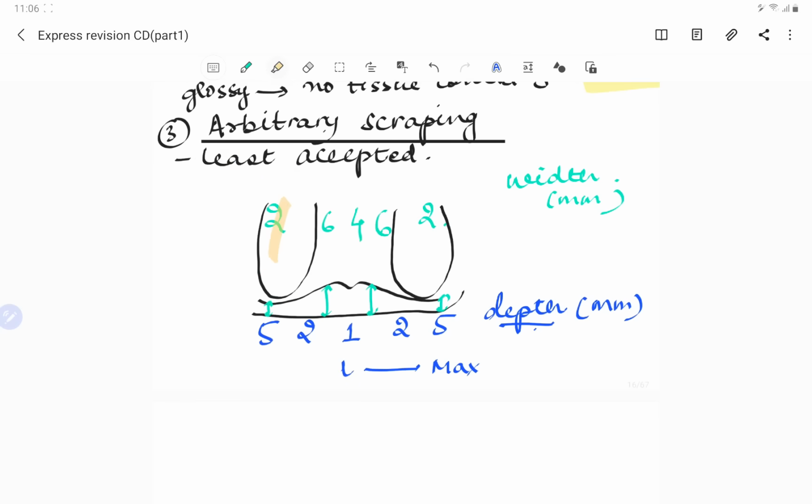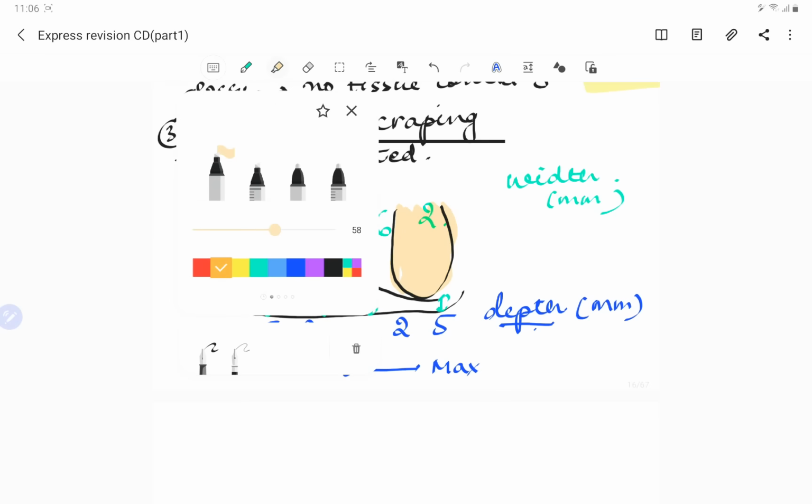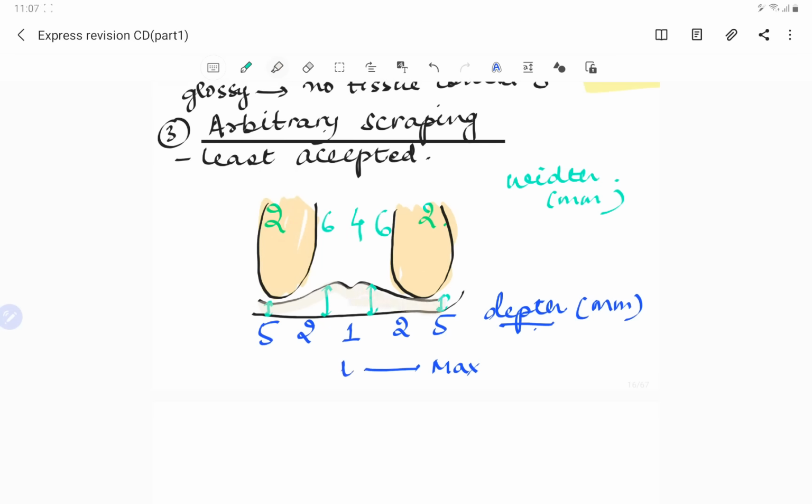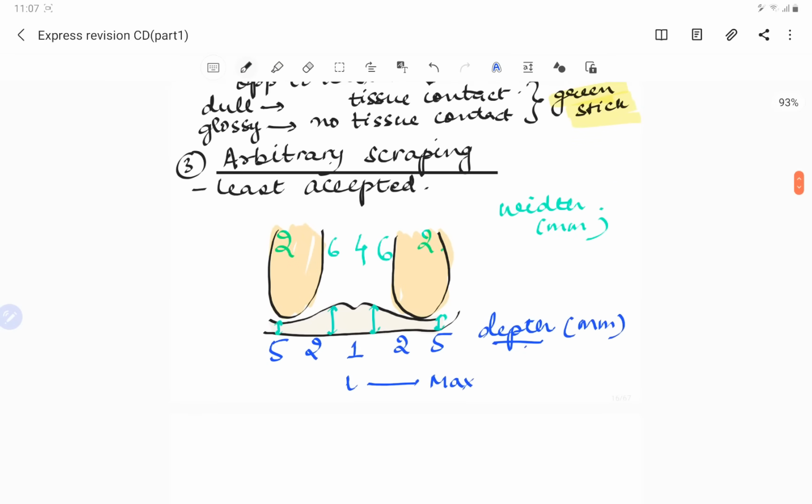Now guys, this is the ridge and this particular area is our posterior palatal area, the PPS area. Now scraping of the master cast: width wise, the least is in the hamular area. If we are going depth wise, that means how much we are scraping inside, the least is in the mid palatine area because the mid palatine raphe is the relief area.